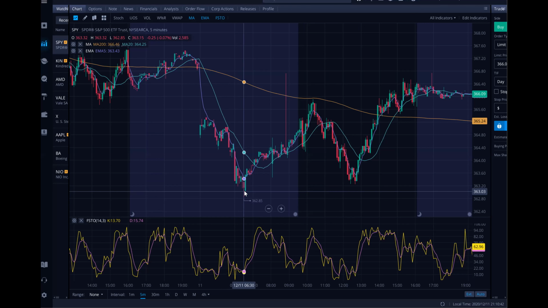So if you go over to the right a little bit where the two MAs cross, right there, you can see that the stochastic's about to cross. So you can kind of use it in the same way.